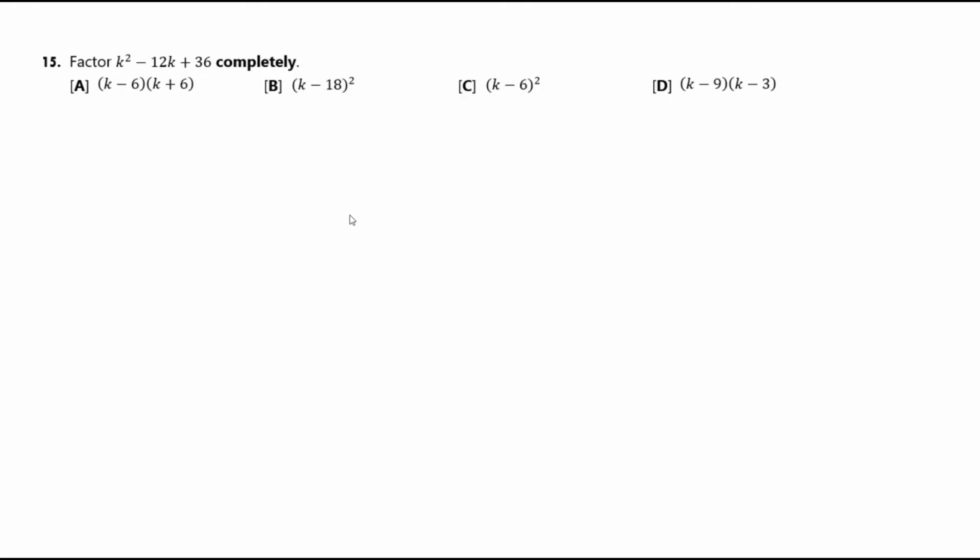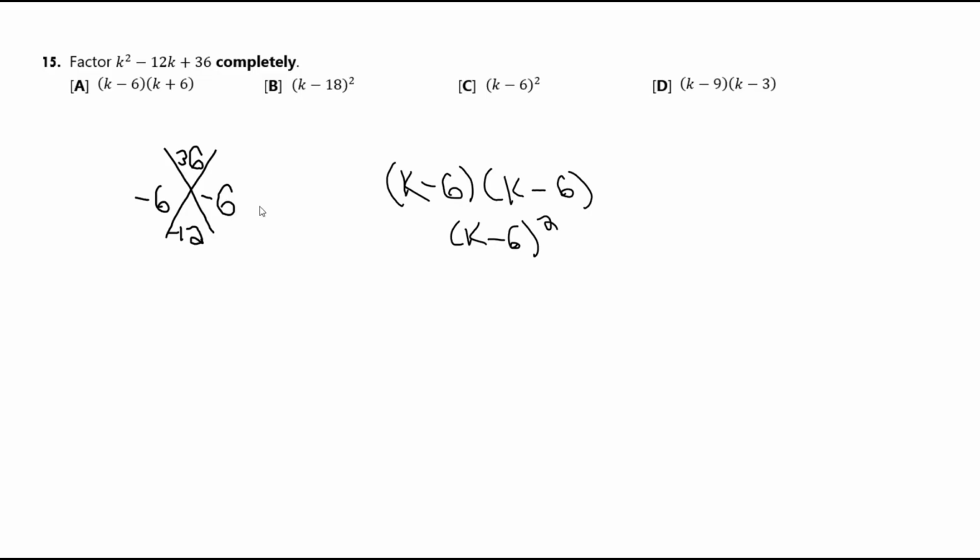Alright, so number 15 is just a review of factoring. So remember, in order to do this, you need to set up your x table. So you have 36 on the top, -12 on the bottom. The only two numbers that work for this problem are -6 and -6. Therefore, we can go ahead and factor this. So we have k minus 6 times k minus 6. That's the same thing as k minus 6 squared. So the answer is part C.